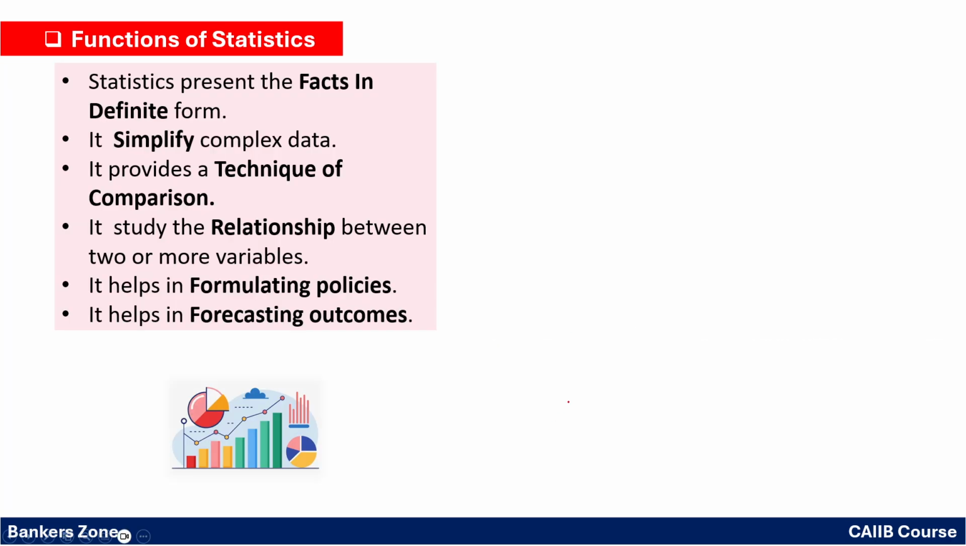Now see in detail what are the functions of statistics. Statistics represents the facts in a definite form. It simplifies complex data. It provides techniques of comparison. It also studies the relationship between variables. It helps in formulating policy and forecasting the outcome, that is the future prediction. So these are the functions.